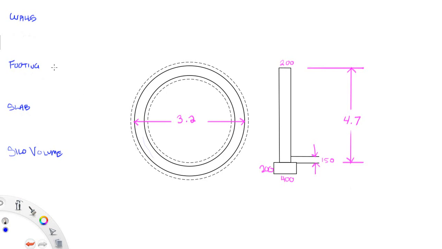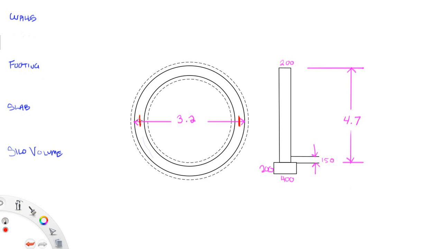So let's get started. For our walls, we're going to first calculate the center line length. How do we calculate our center line length? Well, we have to find our center to center measurement, from the center of wall here all the way over to center line wall here. That is the diameter of our silo, which is 3.2, and we minus a half a wall thickness on this side, and we minus a half a wall thickness on this side. So we minus one full wall thickness.